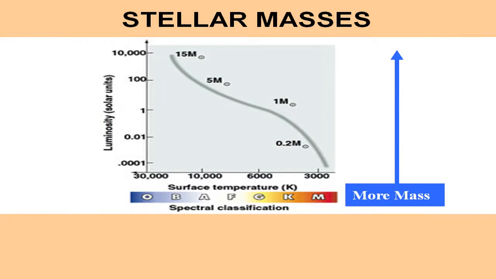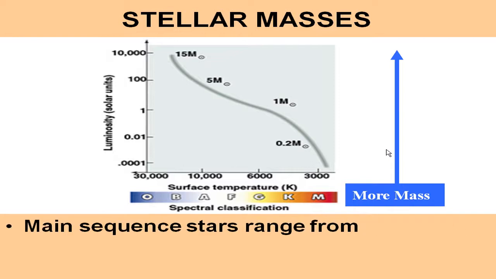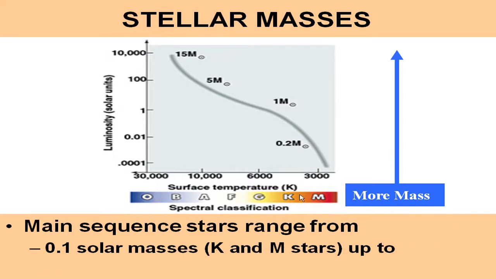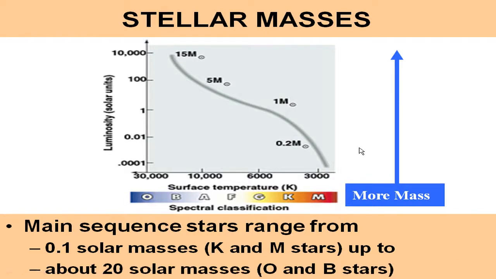On the H-R diagram, stars with more mass are reaching up along the vertical axis. So as we go to greater luminosity, we are also going to greater mass, especially on the main sequence. As we look at the main sequence, we have smaller masses and greater masses as we extend across it. The main sequence stars range from about 0.1 solar masses, which are the K and M red dwarfs, up to about 20 solar masses as we get into the O and B stars, very hot blue giants on the main sequence.